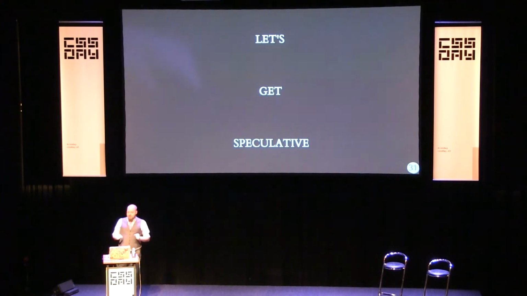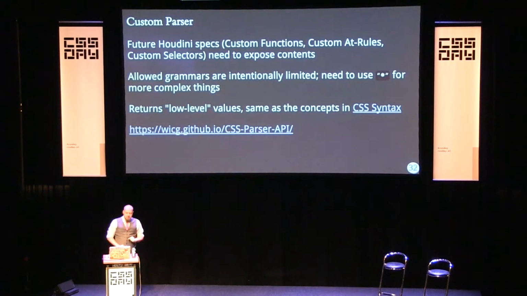Now we're going to move on to the things that don't exist yet. Things I haven't written the spec for yet, but I'm excited about. So first off is the custom parser. I already talked about typed-OM. It's how we're going to expose CSS values to you in a more convenient way.